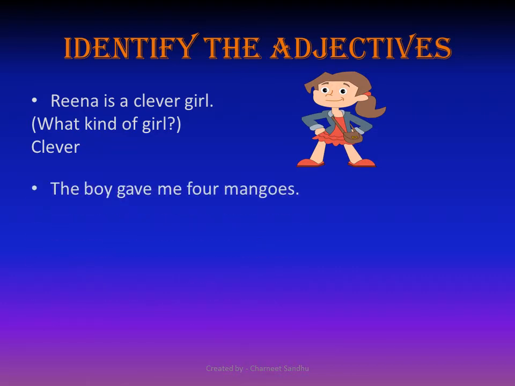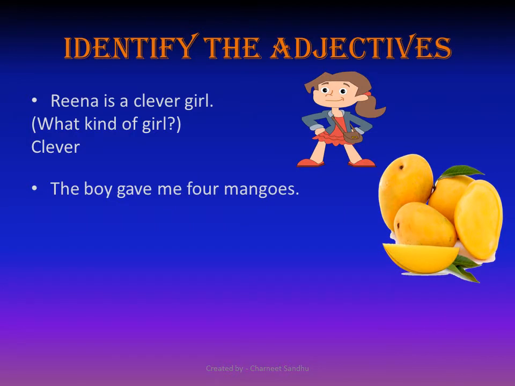The boy gave me 4 mangoes. How many mangoes? The answer to this question is your adjective. 4 mangoes. Absolutely correct. So 4 is your adjective.